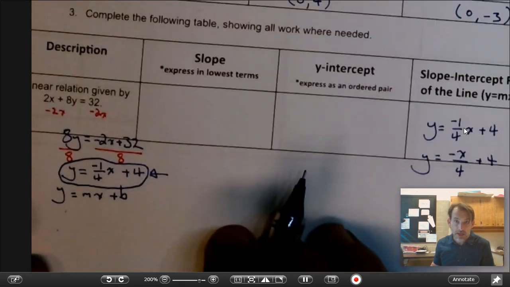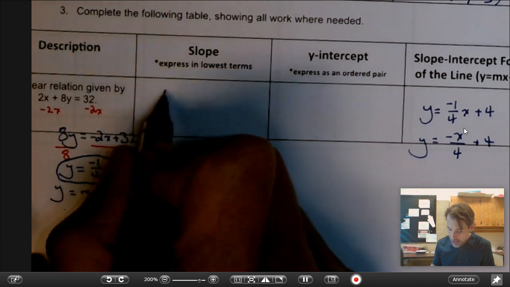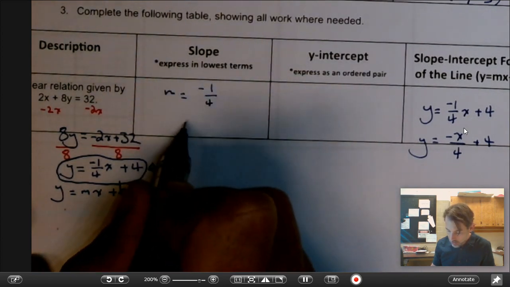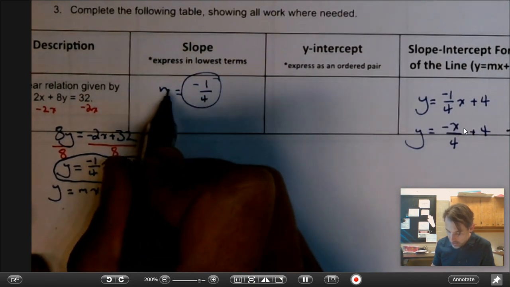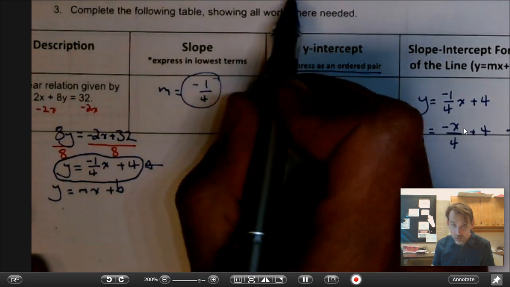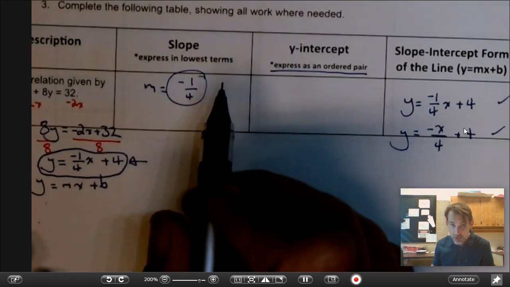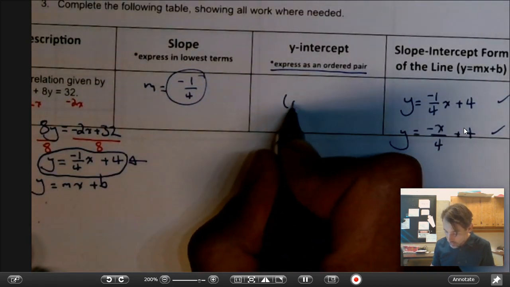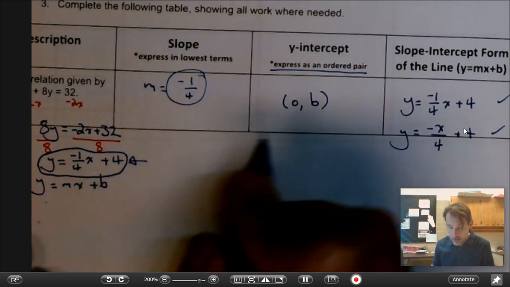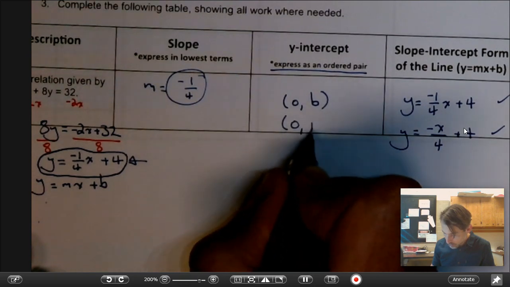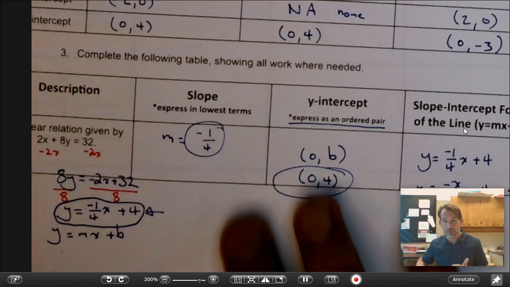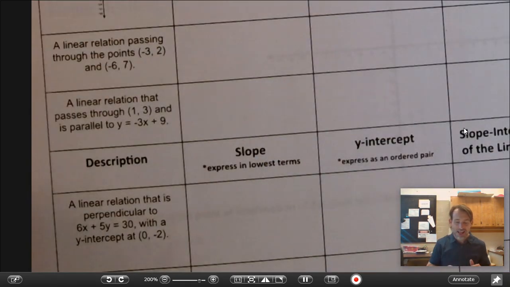Okay? And then let's say, what's the slope? Well, m equals negative 1 over 4. So the slope is negative 1 over 4. It's the m value. The y-intercept expressed as an ordered pair, these are ordered pairs up here, right? Ordered pairs. So the y-intercept has an x value of 0 and the y value equal to b. b is 4. So this is 0, 4. That's what we're looking for. Great. And that's how you would take apart a question like that.